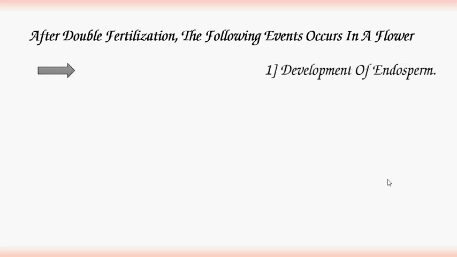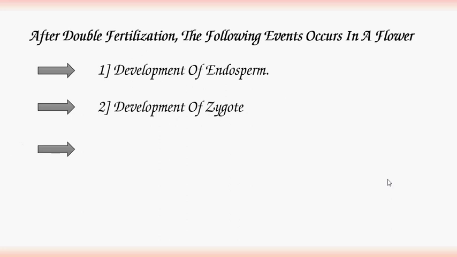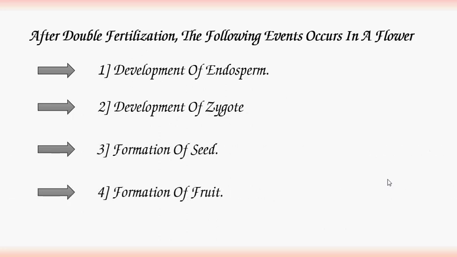They are development of endosperm, development of zygote, formation of seed, formation of fruit. So in today's part we can discuss the development of endosperm and development of zygote.